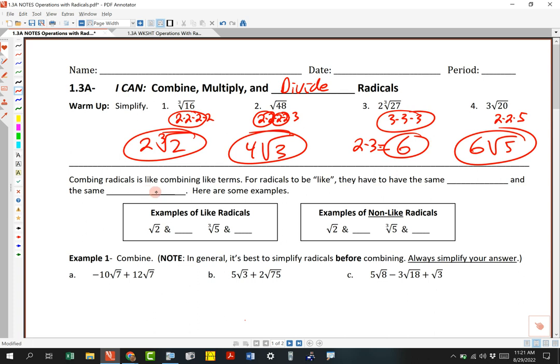Okay. So combining radicals is kind of like combining like terms. In order for them to be like terms, Jack, put it on my desk. Oh, Jack. It's jacked up. Just put it right there.